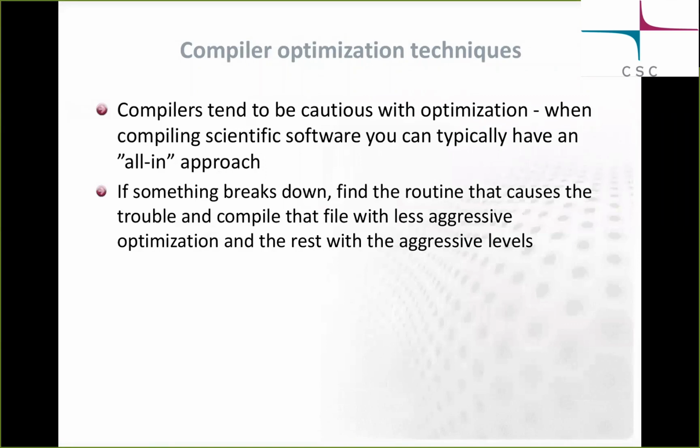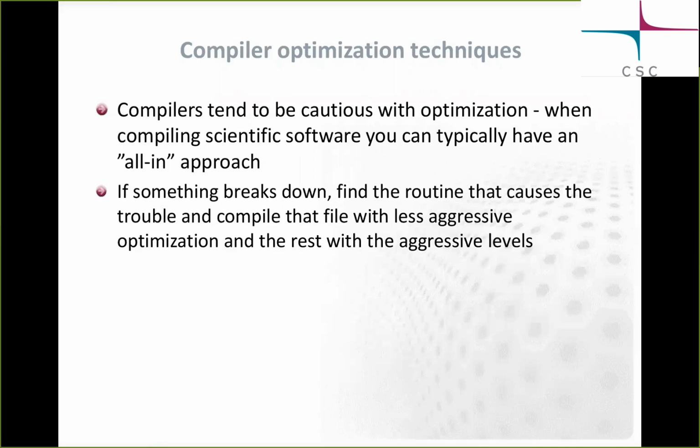Like I said, the typical behavior is that compilers prefer, of course, to ensure that everything is correct. So they're pretty cautious in doing the optimization tricks, even if they know about those. And in scientific software, the algorithms and the case is such that typically, in terms of numerics, you can do the all-in approach, throw in all the tricks the compiler knows.